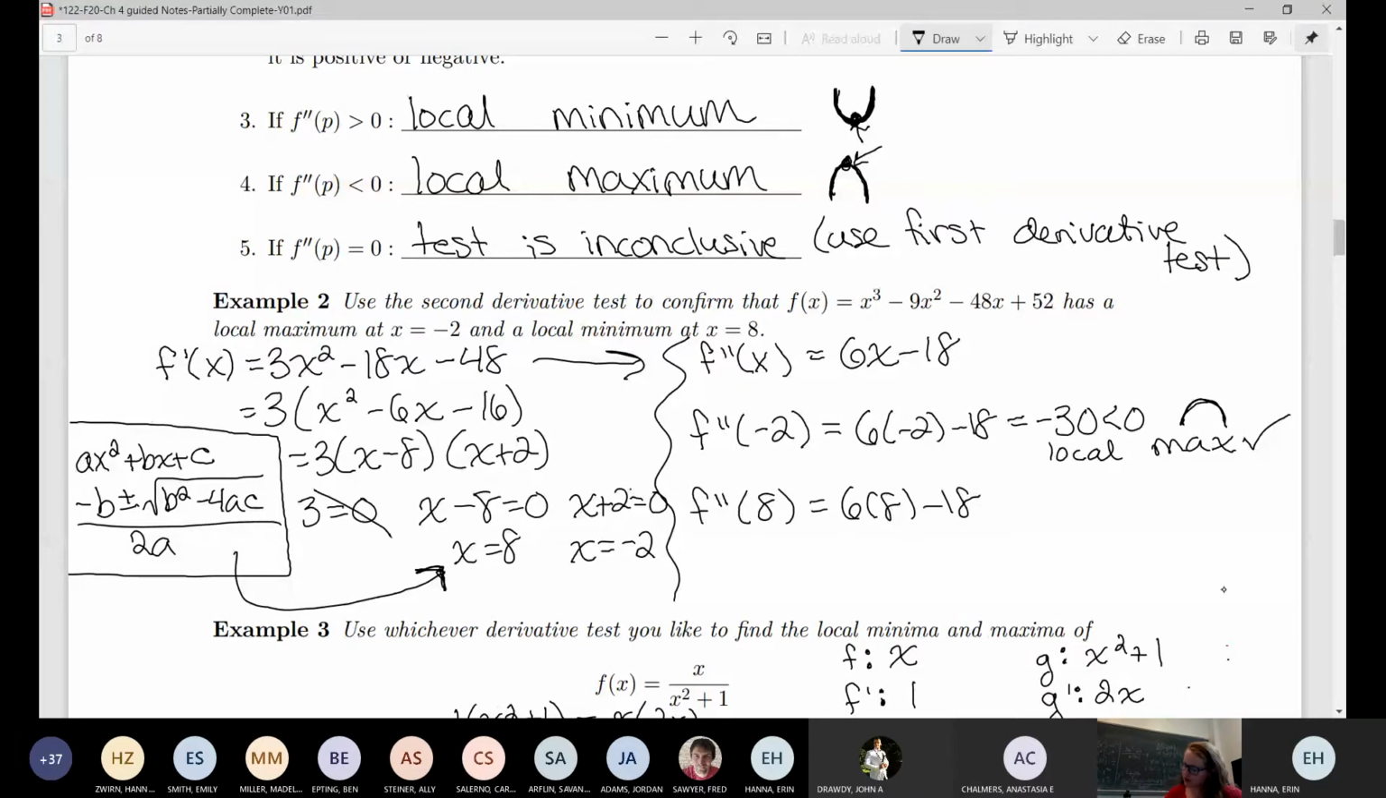We are kind of told that it's a local max, but we wanted to double check their work. And then if we plugged in 8, we would end up with +30, which is just a coincidence that they're both 30s, which is positive, so we would be concave up, so that would end up being a local min. So that's how the second derivative test works: you find the second derivative, you take the critical points that you find and plug them into the second derivative to find if it's positive or negative.